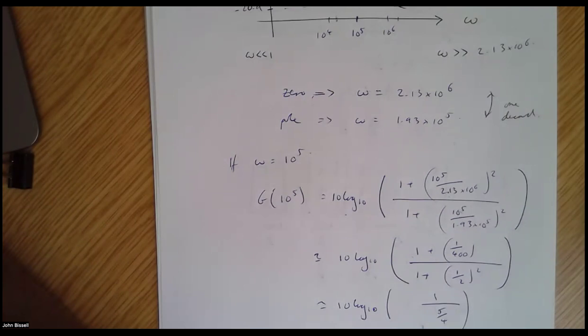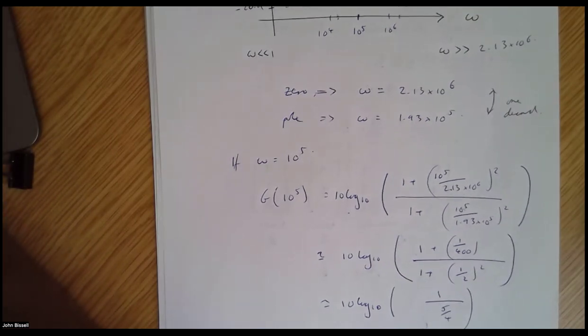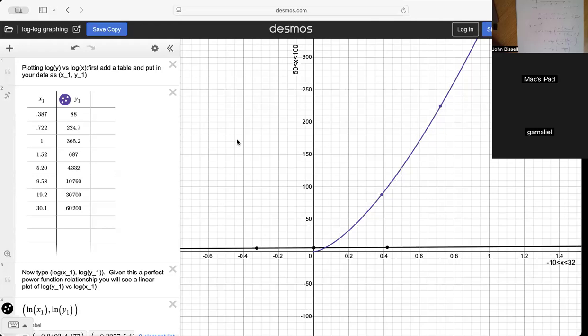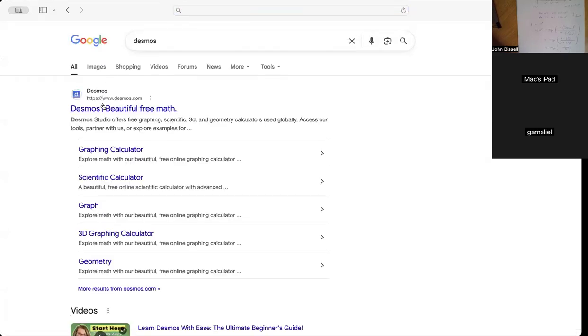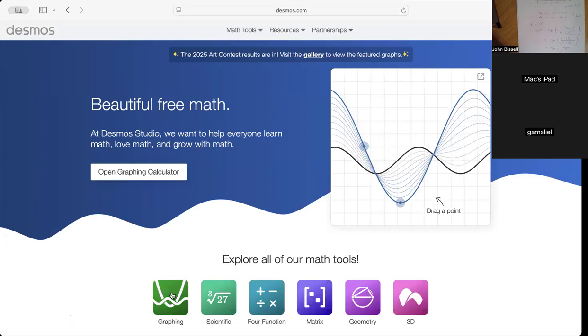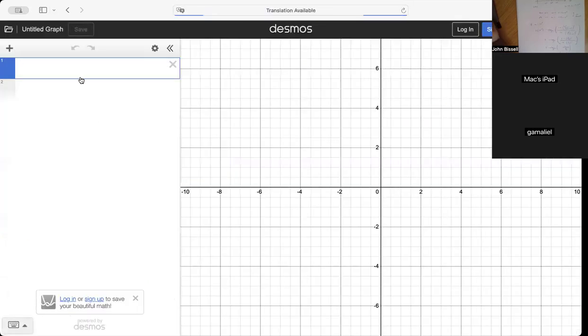Okay, let's have a look on Desmos. Right, hang on. So, let's share the screen. You guys see this? Desmos? Yep. Okay, let's put in our function.